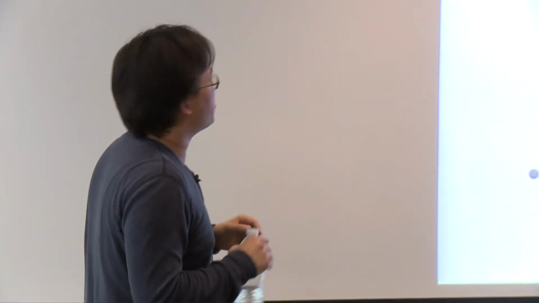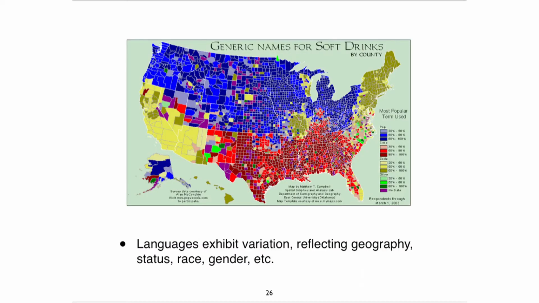So the general area this is in is sociolinguistics. In particular, there's lexical variation over geography or among different social communities. This is a map that was famous on the internet, or used to be, about the names people use for different soft drinks, and they're different in different parts of the country. So we're in pop territory in Chicago, right? And there's soda, there's Coke in different places. There's tons of interesting variation in language, and it reflects things like geography, social status, race, gender.